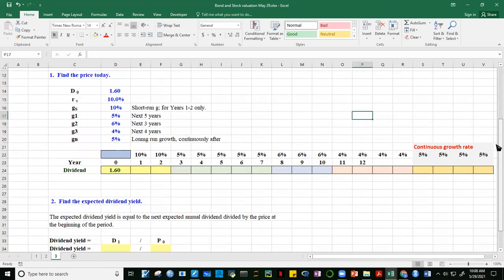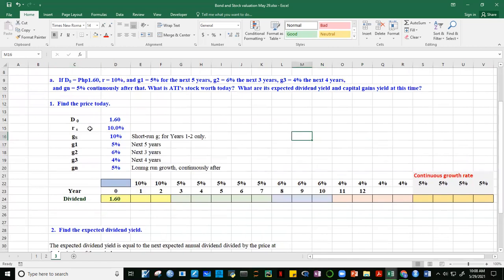Okay, another stock valuation problem. Ang dividend daw ngayon, 1.6. Ang required return ng stock is 10%. Okay, so ito, you have several growth rates. Ang first growth rate, yung short term, for the next 2 years lang, 10% yung magiging growth ng dividends. And then for the next 5 years, 5%. For the next 3 years, 6%. For the next 4 years, 4%. And then ito na yung long run growth. Ito na yung continuous, 5%. So we need to plot that.